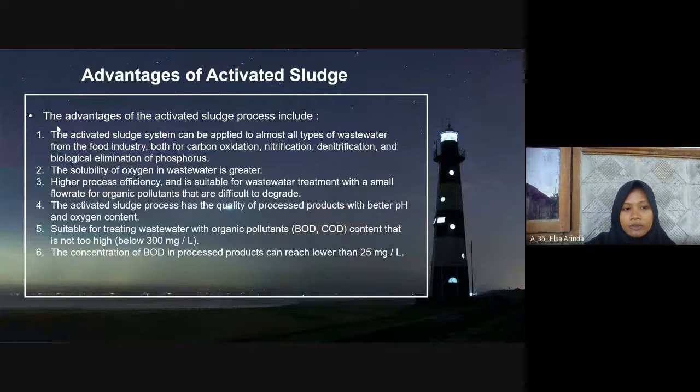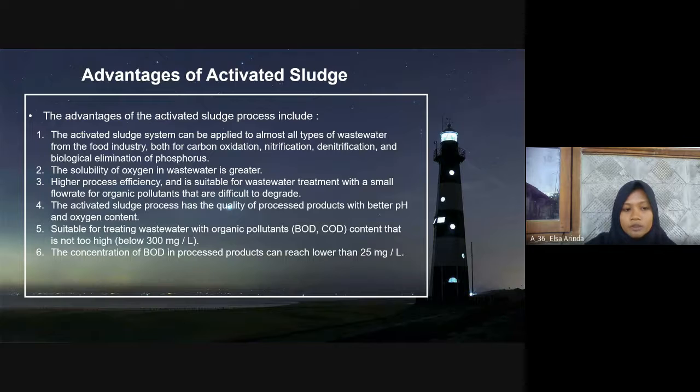The advantages of the activated sludge process include: 1. The system can be applied to almost all types of wastewater from the food industry, for example carbon oxidation, nitrification, and denitrification. 2. The solubility of oxygen in wastewater is greater. 3. Higher process efficiency, and it's suitable for wastewater treatment with a small flow rate for organic pollutants that are difficult to degrade. 4. The activated sludge process gives a product with better pH and oxygen content.